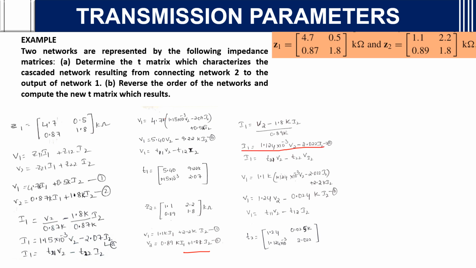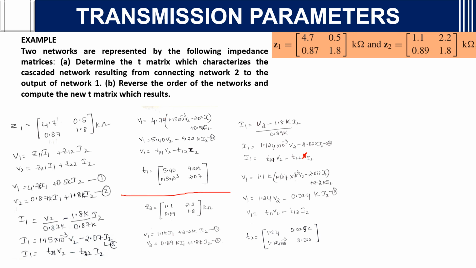So you will get, in terms of I1, I1 is equal to T21 V2 minus T22 I2. Then V1 is equal to, you can substitute this I1 value in the first equation. So you can easily get V1 is equal to 1.24 V2 minus 0.024 K I2. So V1 is equal to T11 V2 minus T12 I2.